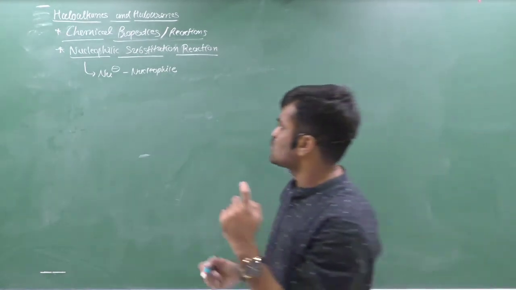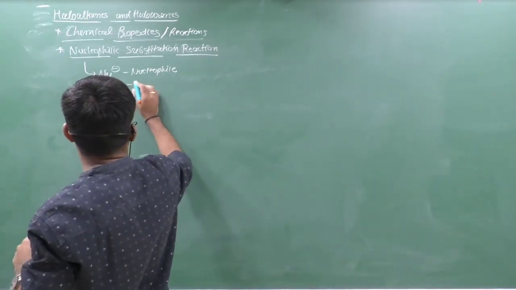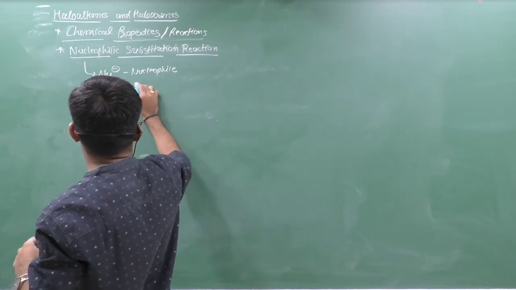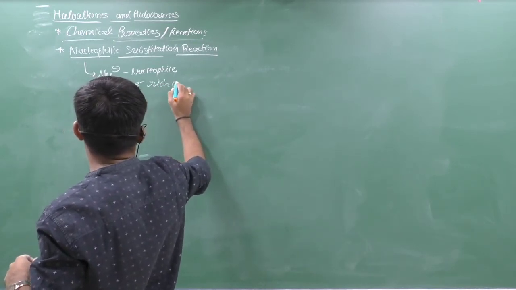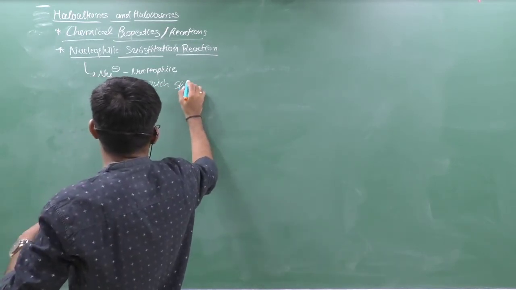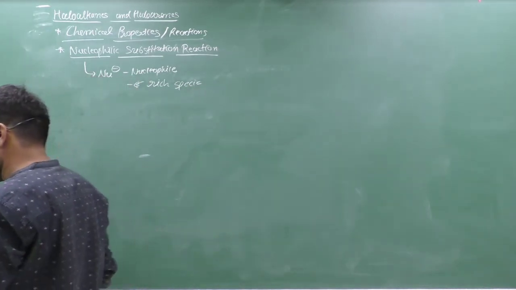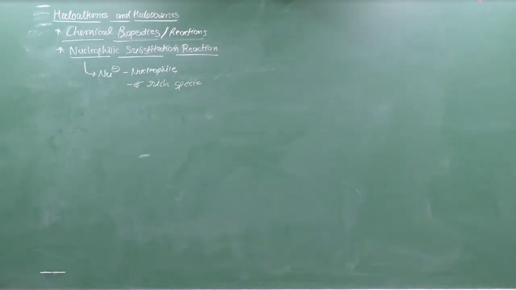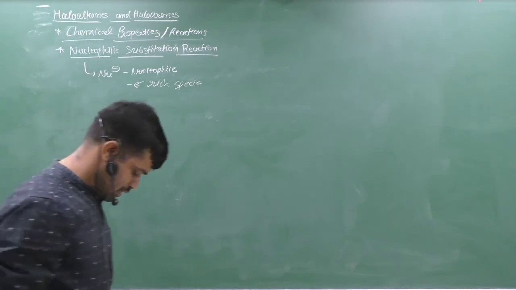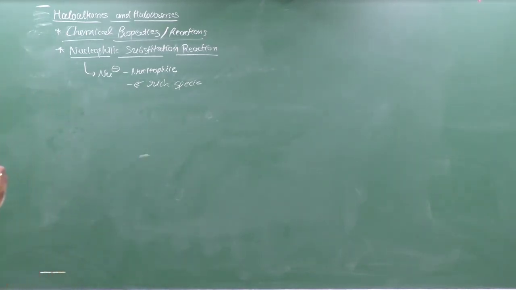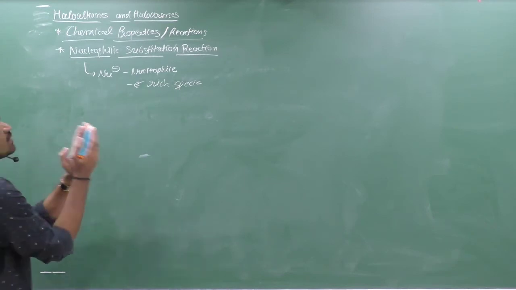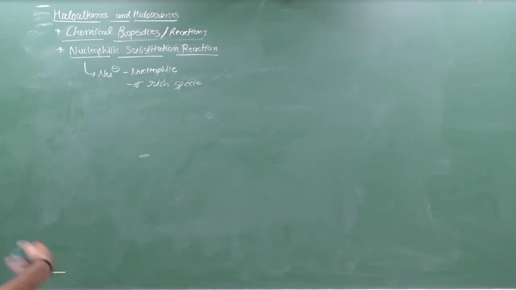Nucleophile means electron rich compound or species. It can have an extra electron in the form of negative charge or in the form of lone pair. Clear? So here nucleophilic substitution reaction means here nucleophile is substituted, or electron rich molecule or species is substituted.